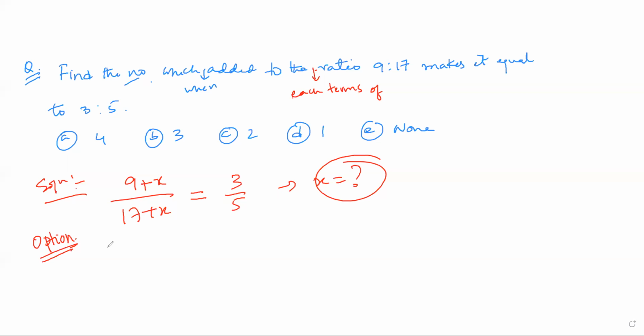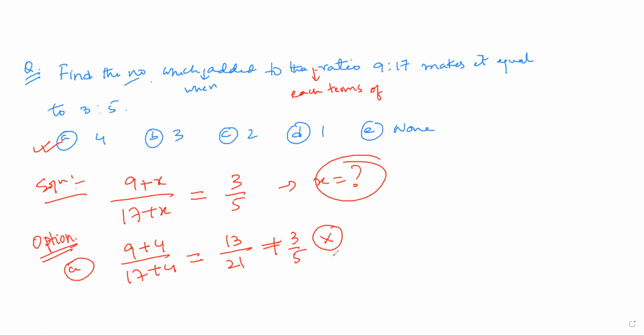If you apply the option method, let's say A is the answer. We have to add 4 and 4. 9 plus 4 is 13, and 17 plus 4 is 21. But this is not equal to 3 by 5. So if you are taking option A, it is not the answer. If you want to go by the option method, it is solved this way.